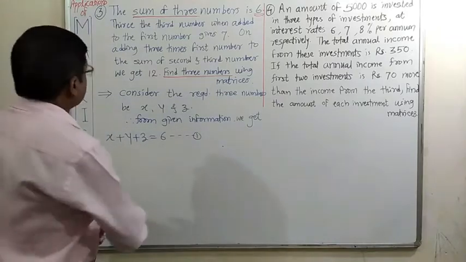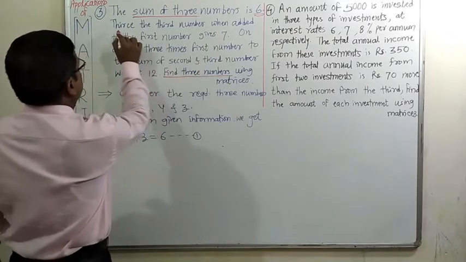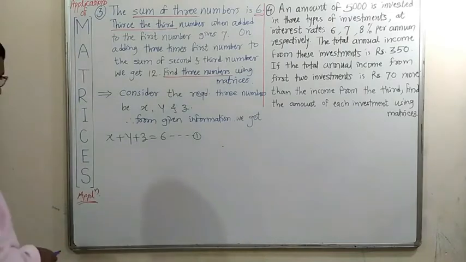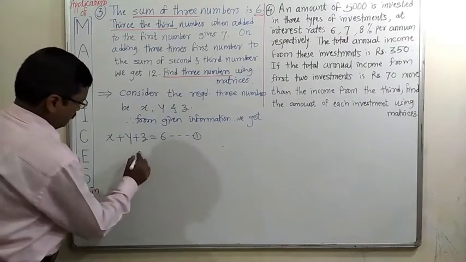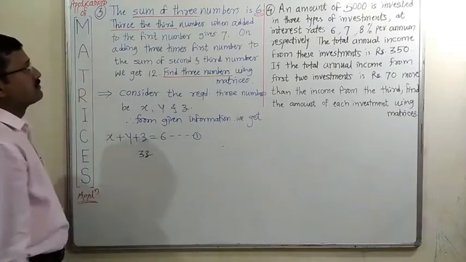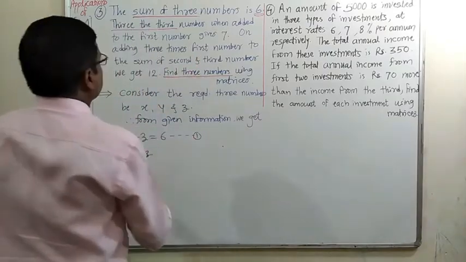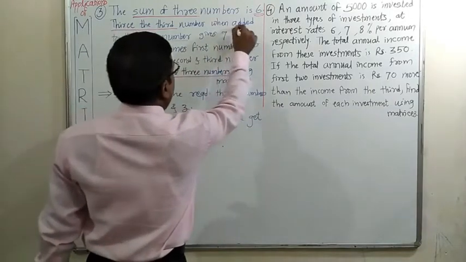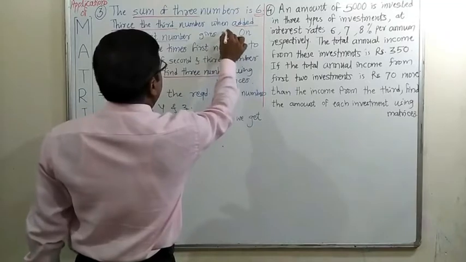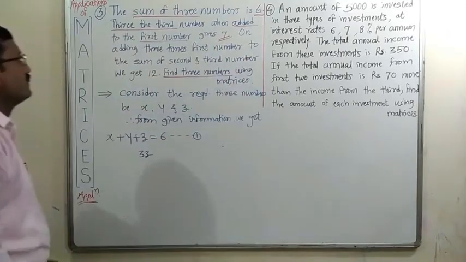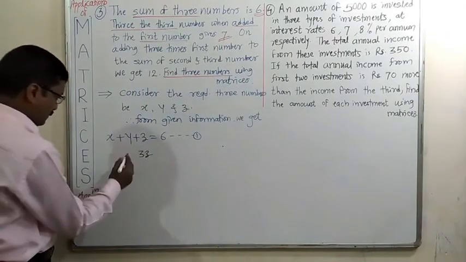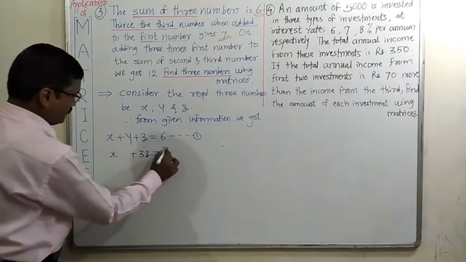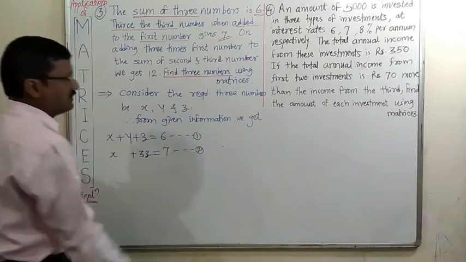Then the second condition: thrice the third number, thrice the third means 3z, when added to the first number, gives 7. When this thrice is added to the first number, means x plus 3z gives us 7. That is our second condition.